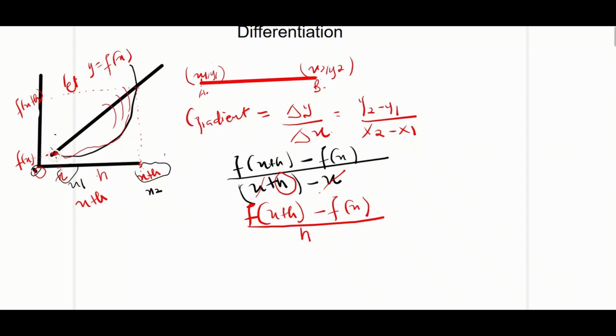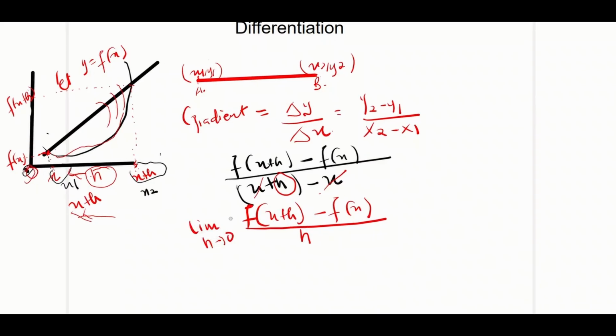So as a single point, what is happening to h? You realize that h is shrinking, it's moving back. As it is moving back, and this is our origin, it is approaching 0. So we now have the limit as h approaches 0.